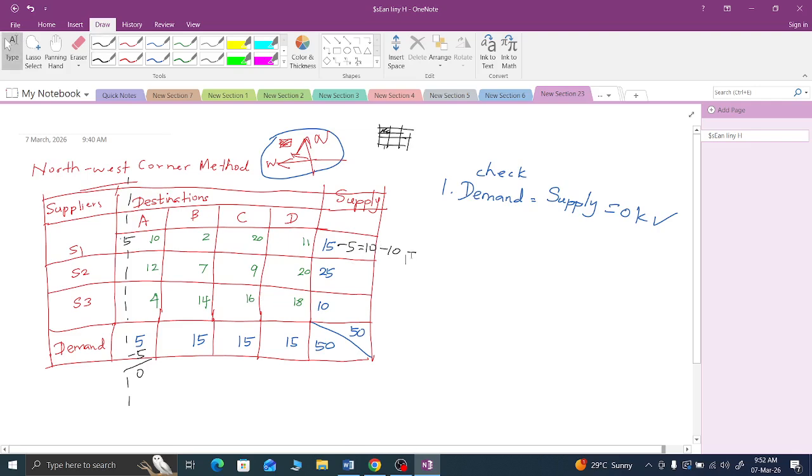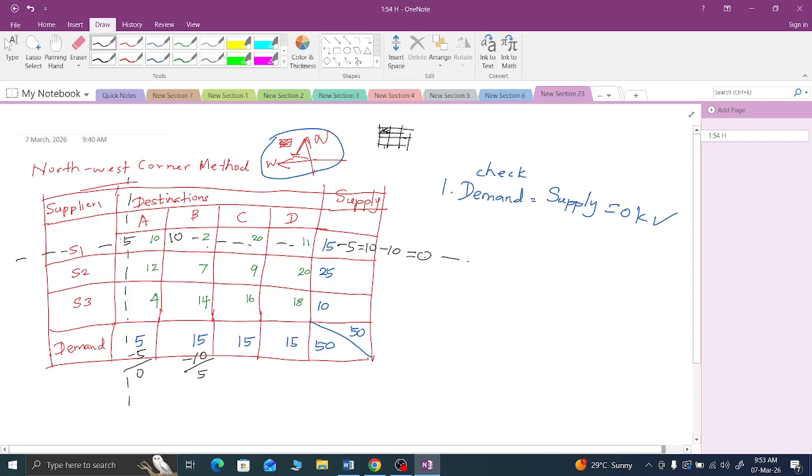So 10 equals 0. I am giving 10 here, right? So I have to reduce 10. Demand 15 is reduced by 10. So now demand is 5. I can't cut this one, but here it is 0 now. So now I can cut this row, because there is no availability, right? So this row is now not available.